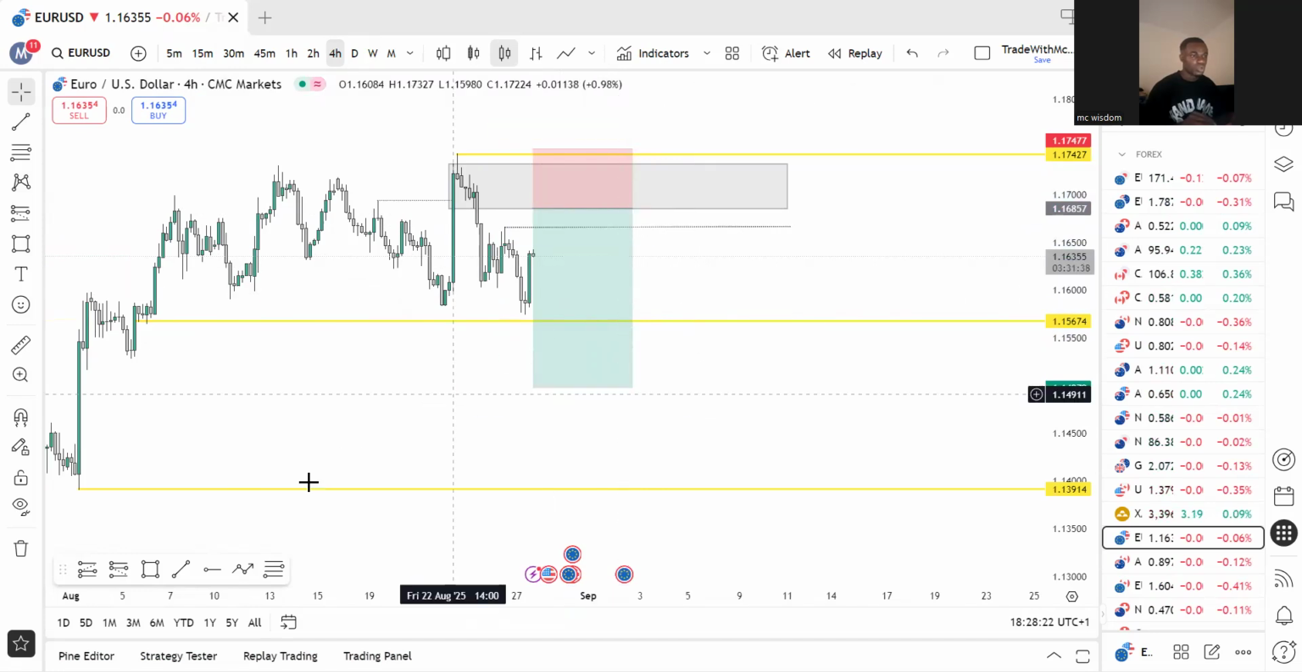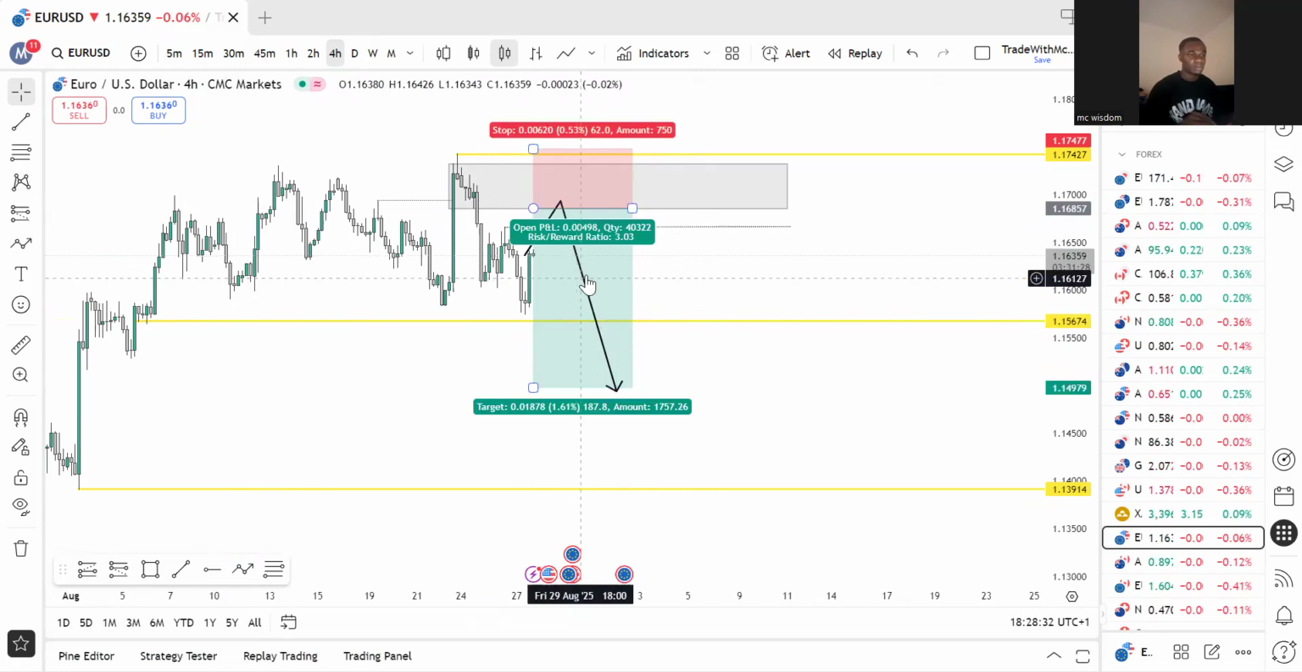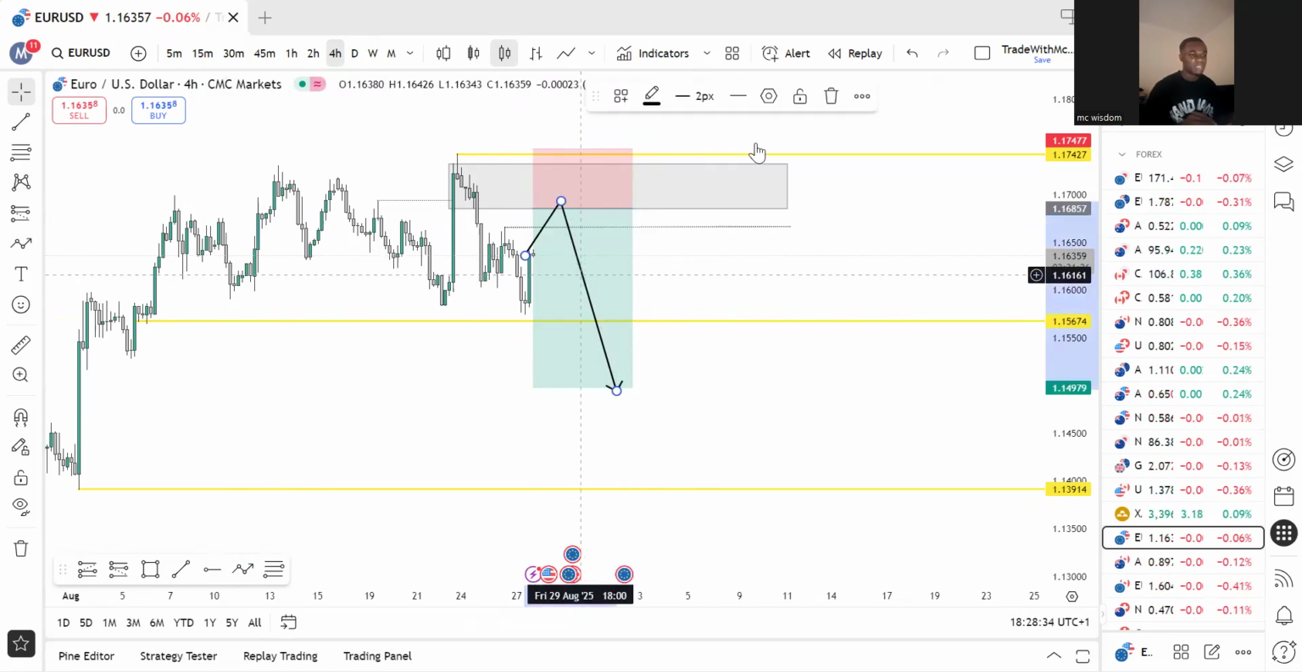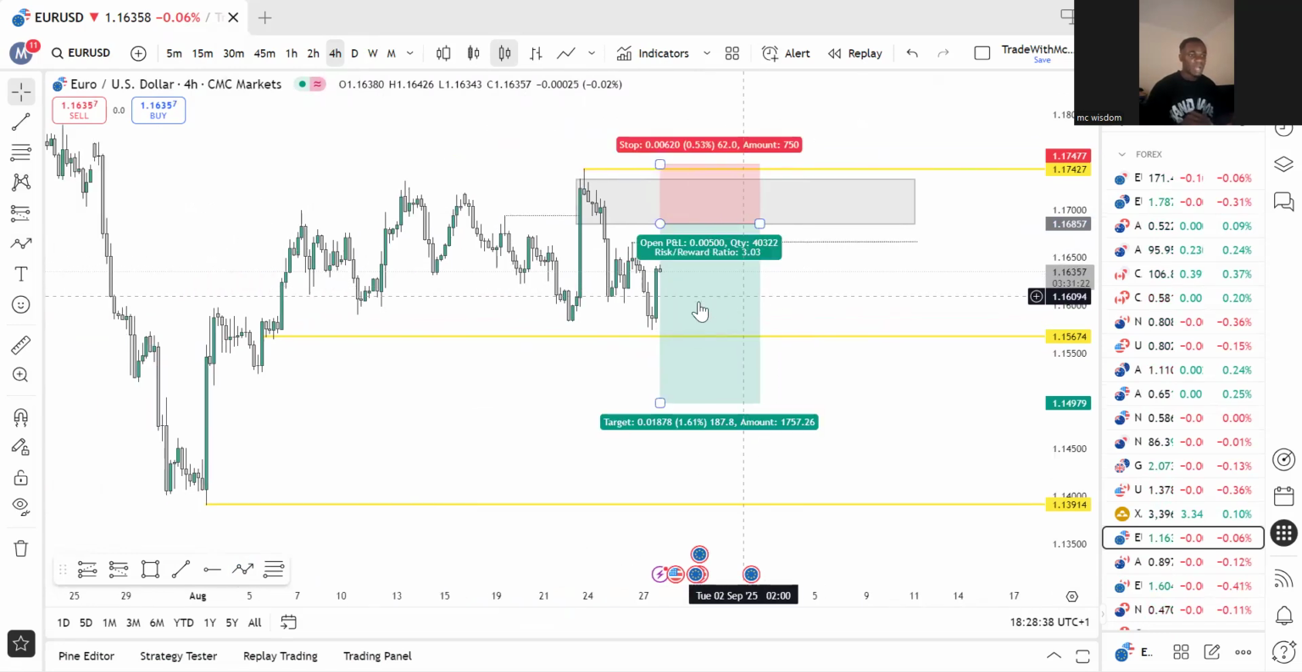So here we go. So now I'm expecting this market to just tap into this zone. Once it taps into this zone, then start selling down, right? That is what I'm expecting for the market to do. So that is why I want market to just come into my POI, because I believe once it comes into my POI, it will just tap in and start selling down.